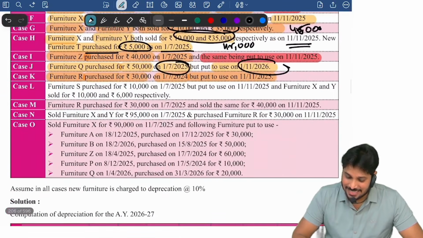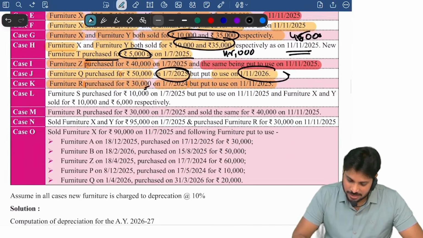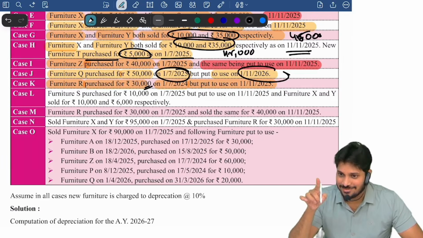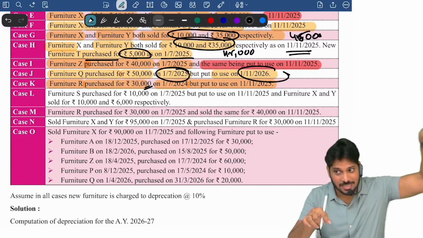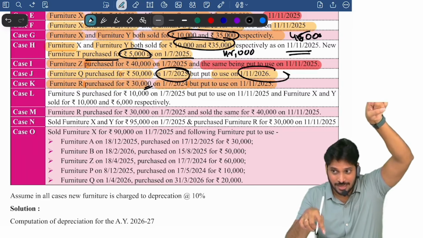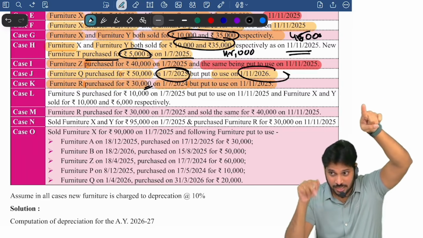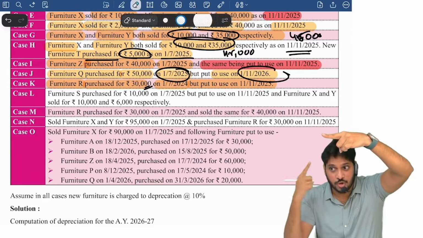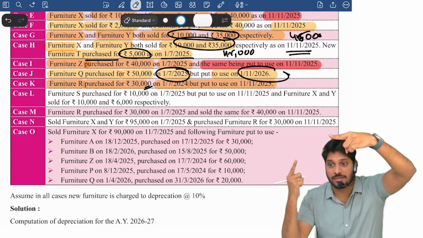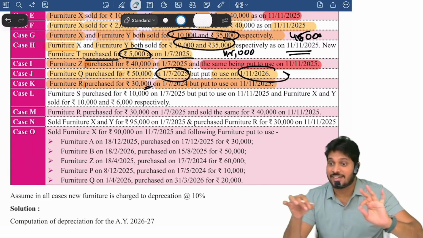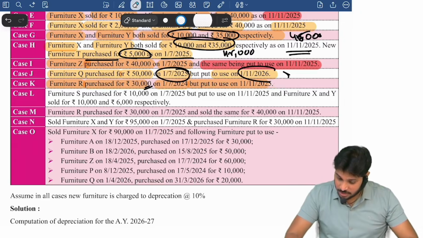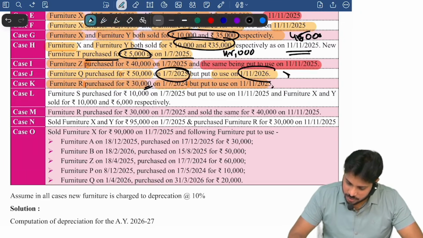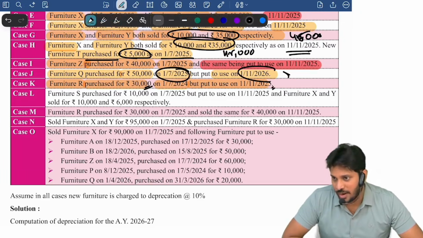In this, 30,000 would have already been included. You should not take this again, because this is last year's purchase, so it is already there in the block. Depreciation last year we didn't calculate. In the current year, the opening block of 80,000 would already have it in the opening value. This information is irrelevant now. But this year we used it for less than 180 days. That doesn't matter.